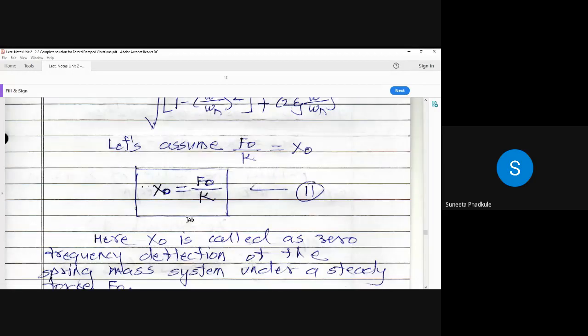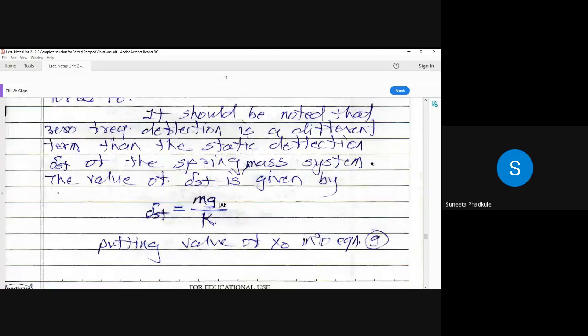Zero frequency deflection of the spring is F0 upon k. The formula is the same: displacement is equal to force upon stiffness. But zero frequency deflection is due to the external excitation force, which is only a magnitude. It is not sinusoidal, only F0 upon k. And here delta ST, the static deflection of the spring, is the weight of that mass, that is mg upon k.